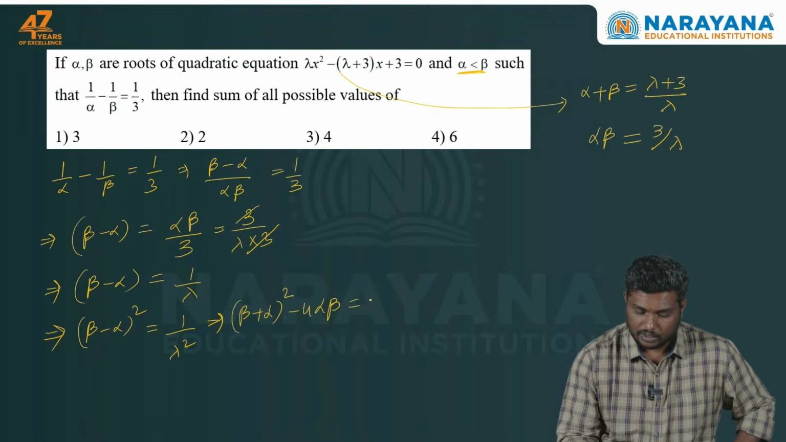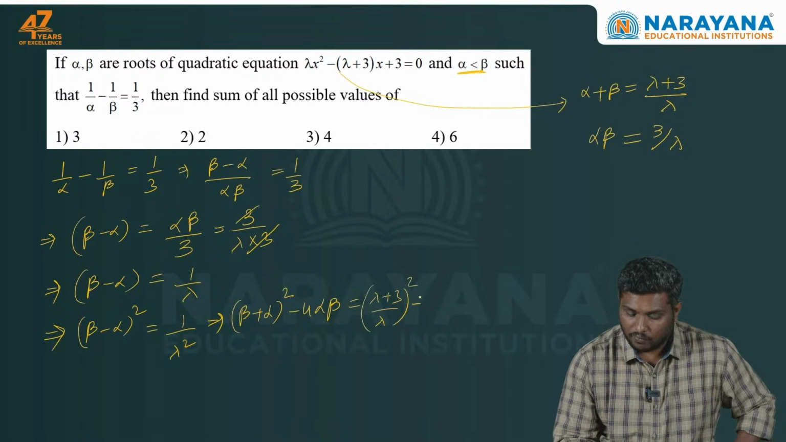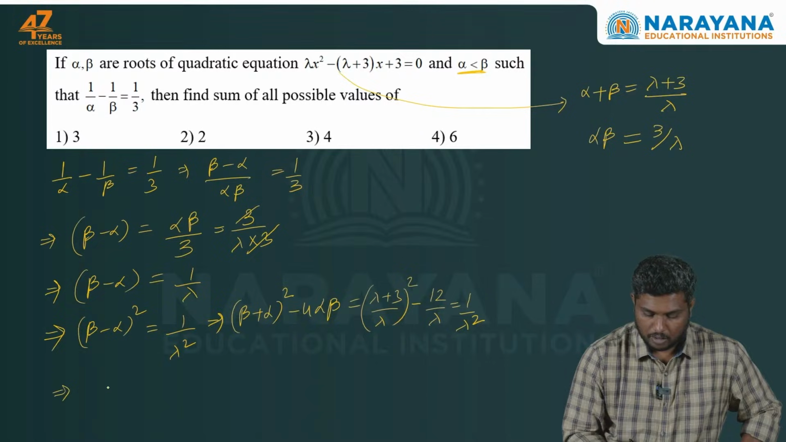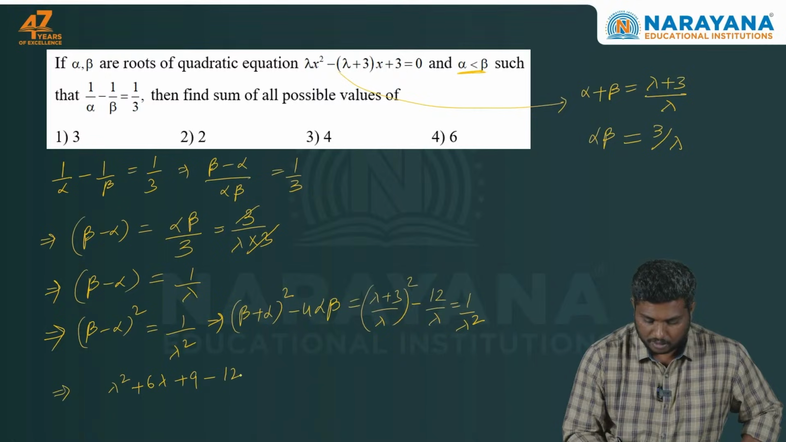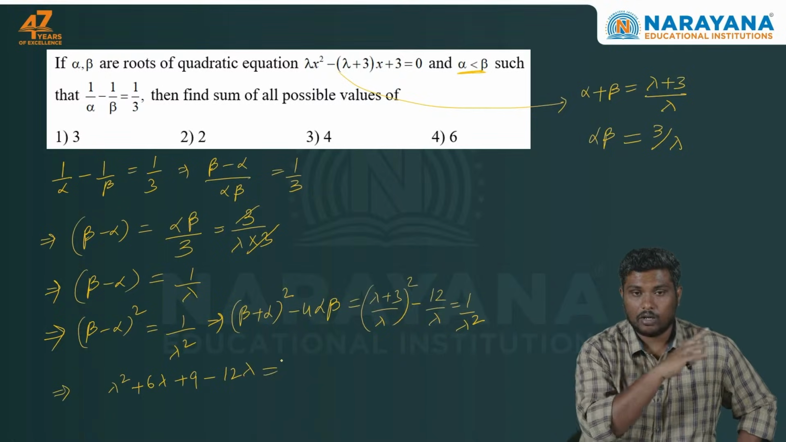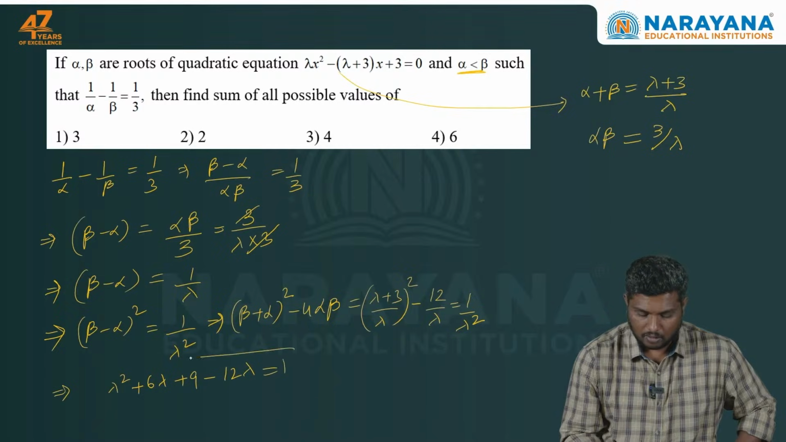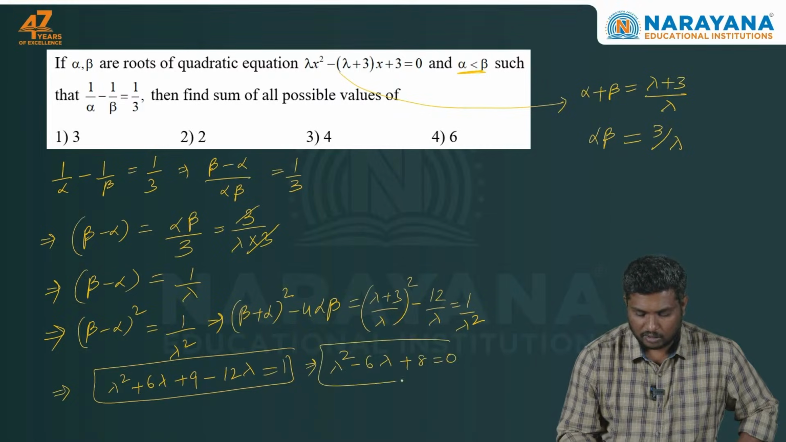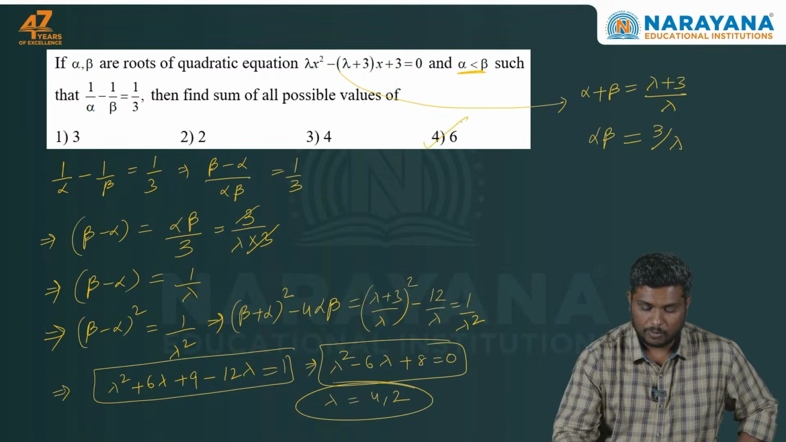Beta plus alpha whole square is lambda plus 3 by lambda whole square, minus 4 alpha beta is 12 by lambda. Now this is equal to 1 by lambda square. So now if you solve this one, lambda square plus 6 lambda plus 9 minus 12 lambda. Lambda square in the denominator on both sides will get cancelled out, is equal to 1. This I can write as lambda square minus 6 lambda plus 8 equal to 0. So we got the values of lambda, which are 4 and 2. So sum of all possible values will be 6.